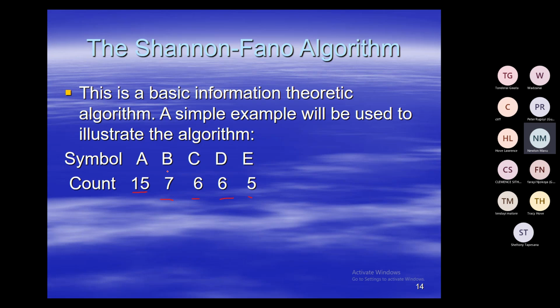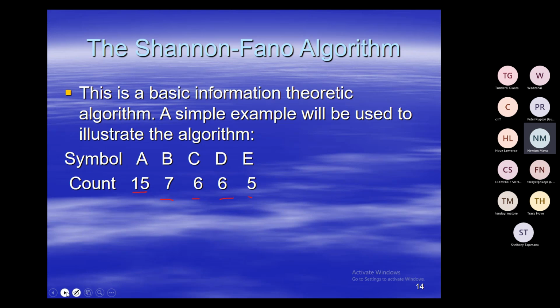B was going to have 8 bits by 7. How many bits were we going to send? C was going to have 8 bits by 6. How many bits are we sending? D was going to have 8 bits by 6. How many bits are we sending? E was going to have 8 bits by 5. Then you calculate the total number of bits.